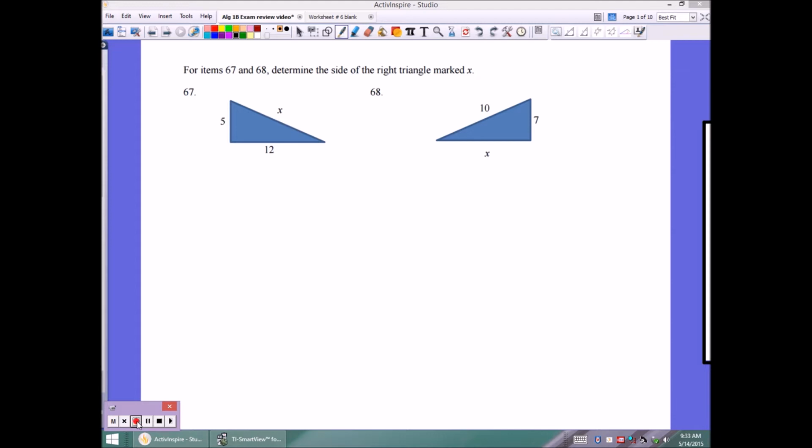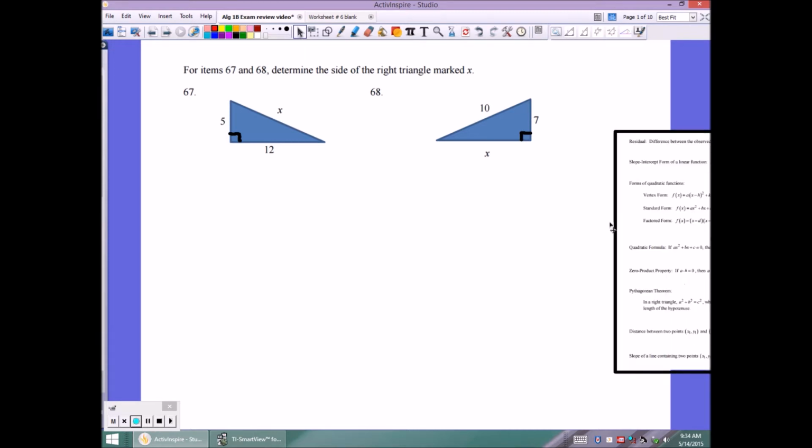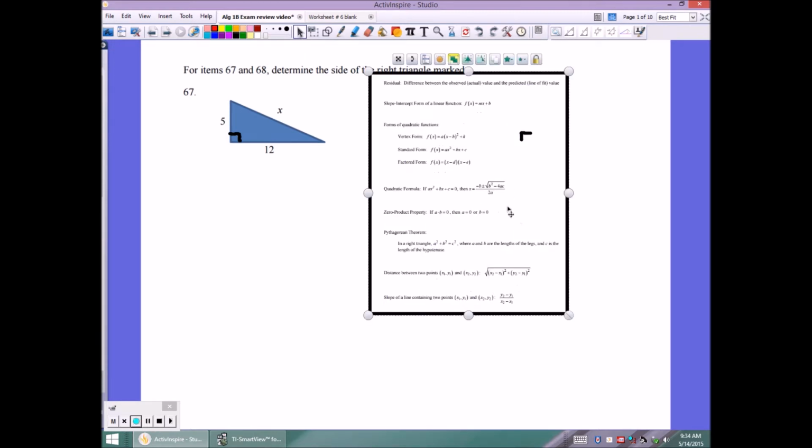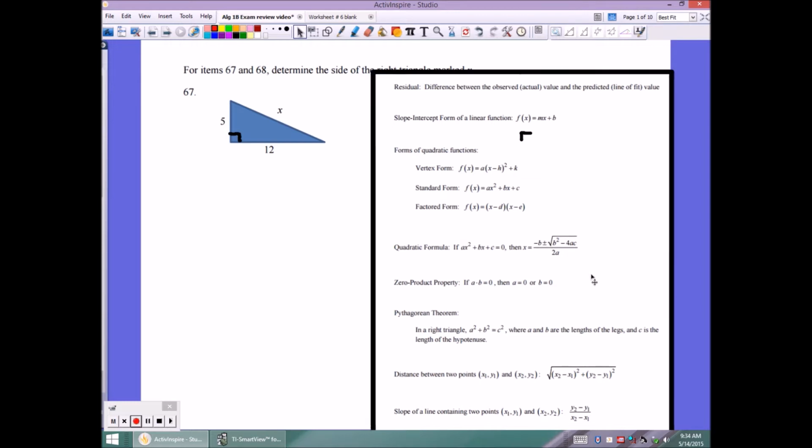Now this does not show that it's a right triangle. Oftentimes we have this little box that shows it's a right triangle. All right, and it says, right triangle. I might look back at that first page and see that there's a bunch of formulas. If I don't remember the formula, they're right here.